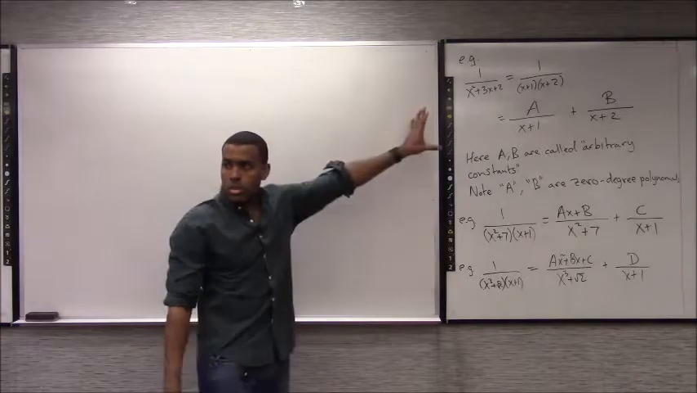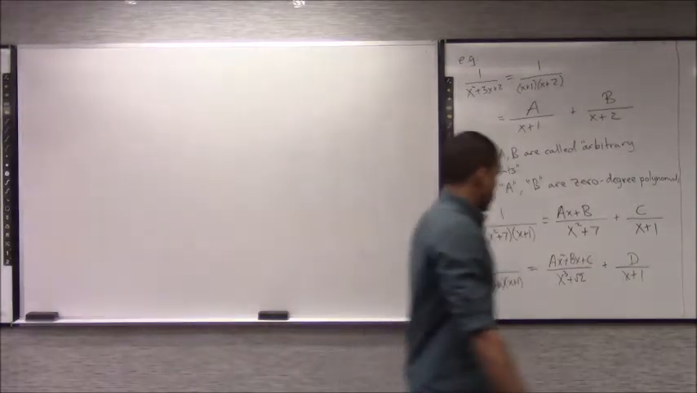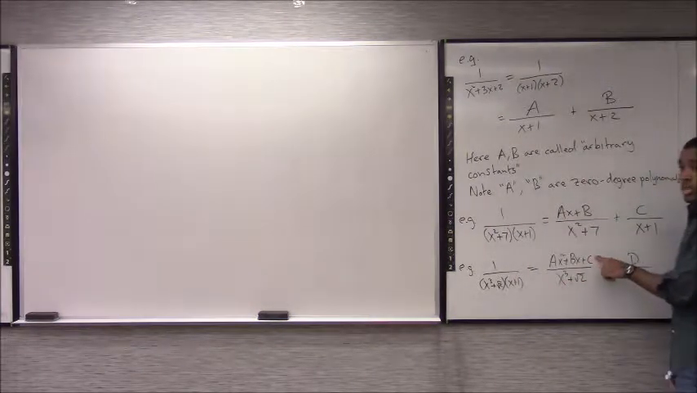Any questions on this part? Yeah. So wait, why do you write ax squared plus bx plus c? The denominator is a third degree polynomial, which means the numerator has to be a second degree polynomial.